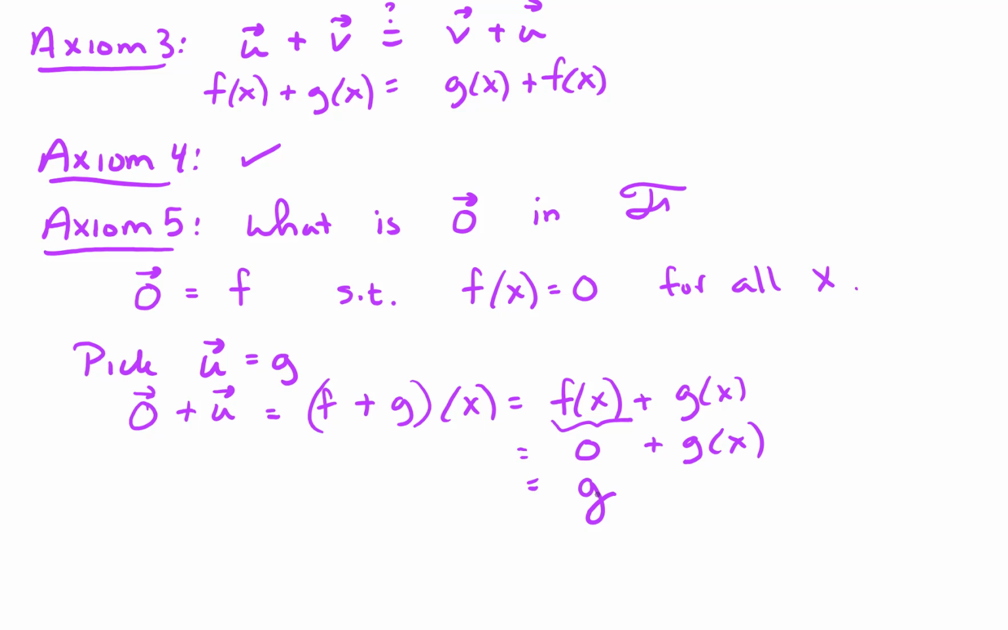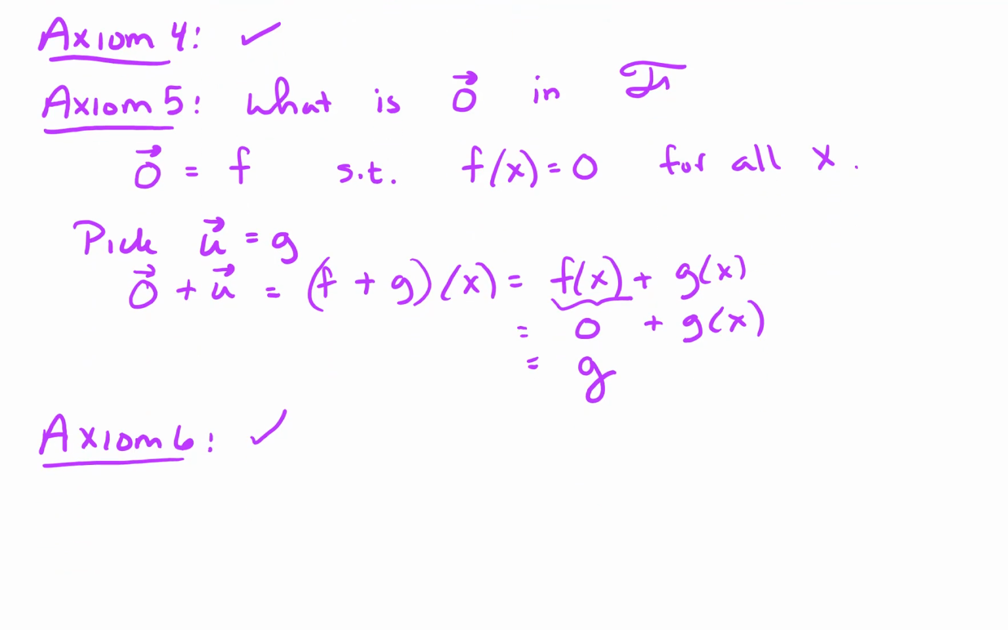Lastly, I'll skip ahead for some of these. So we've got additive inverses exist, and certainly properties of scalar multiplication, say 7 through 10, can be verified as well.